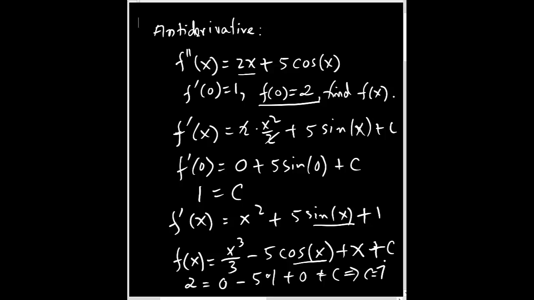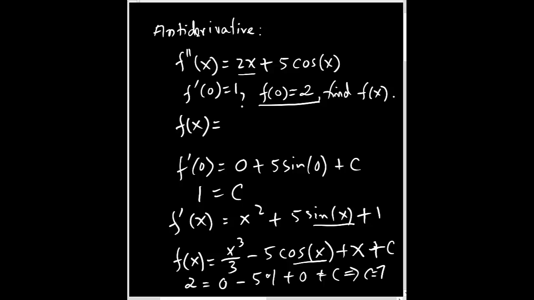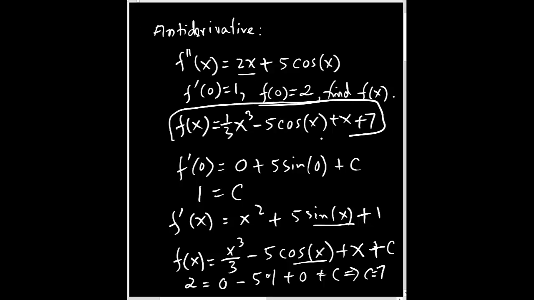So then our final answer will be, the function we got, f of x equals 1/3 x to the 3 minus 5 cosine x plus x plus 7. And this is our final answer with all these conditions.